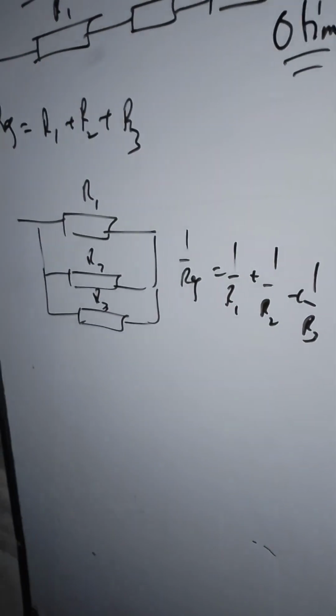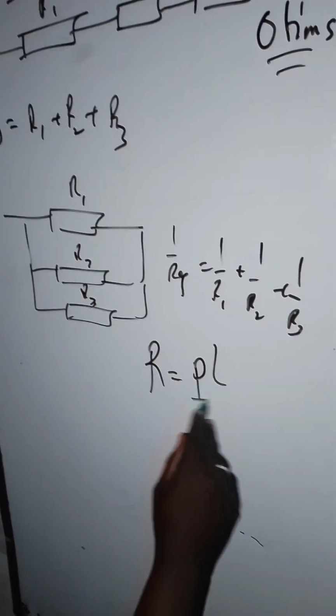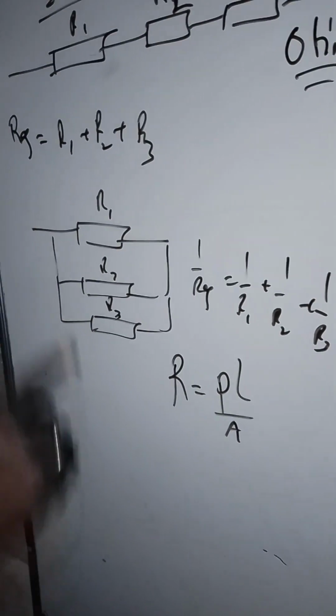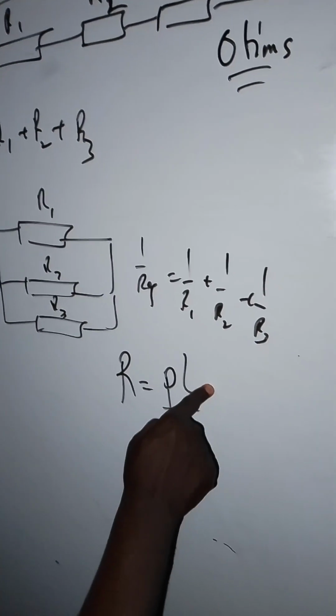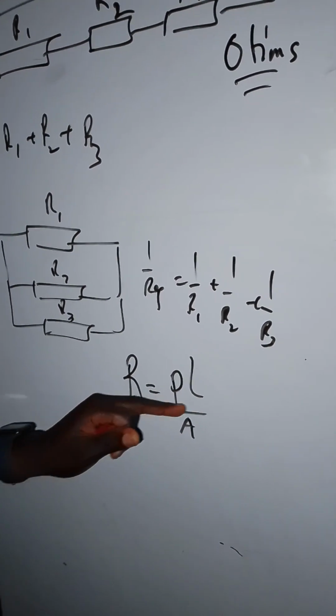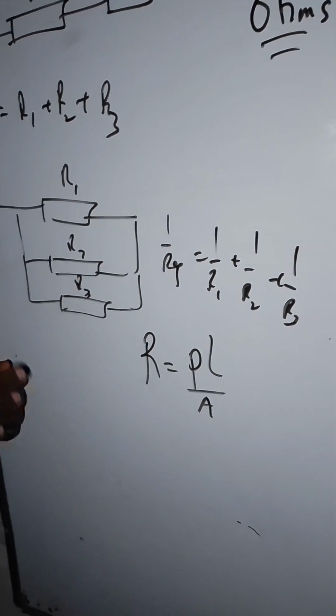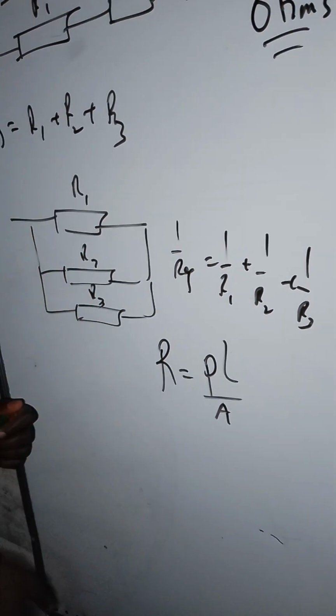Let's now see the formula for resistivity. Resistance equals rho L over A, because resistance largely depends on the length and on the area. This is the rho, this is the length, and this is the area, as the case may be. And this is all about the short note on resistors.